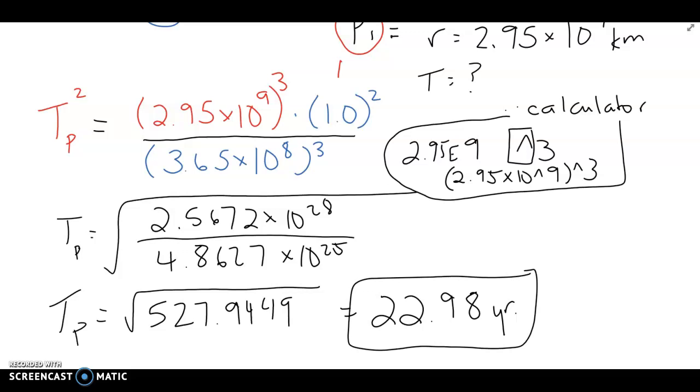Basically, Kepler's third law is the only one we're having to deal with where we're using this ratio and we have the same values for both things. We have two distances, one for each planet. We have one period for a planet. We're trying to find the other period.